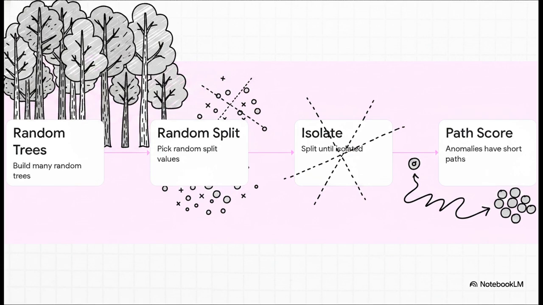So if you start randomly cutting up your data, just picking random features and random split values, normal points, which live in these dense, packed neighborhoods, take a ton of splits to isolate. They're huddled tightly together. But anomalies? They live way out in the sparse woods. It only takes 1 or 2 random cuts to isolate them completely. The anomaly score is simply based on how short the path length is to isolate a point. It scales beautifully to massive datasets and requires literally 0 assumptions about your data's underlying distribution.